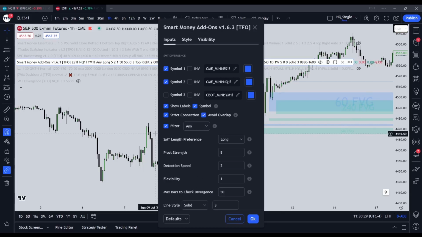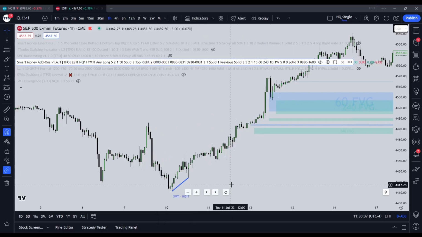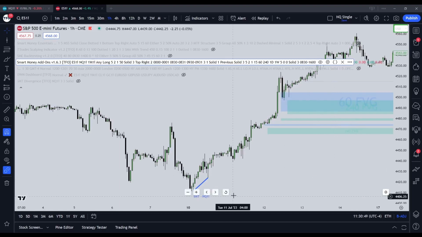But even if you don't use this and you're just using the free version, I really recommend that you incorporate some higher time frame points of interest to really narrow down where you actually want to be looking for SMT. Otherwise, it just becomes super crowded and might contribute to paralysis by analysis and all that stuff.